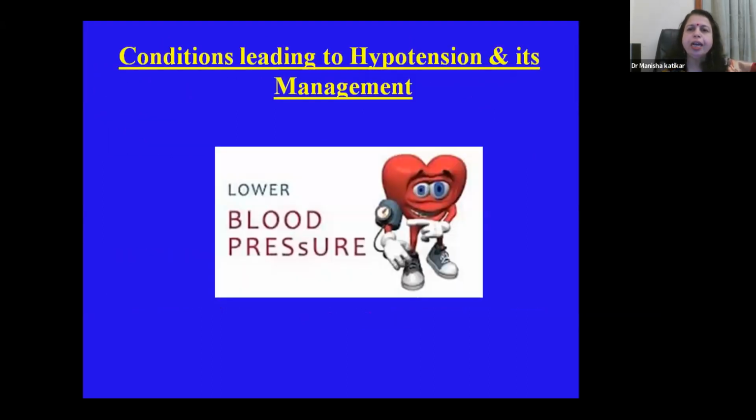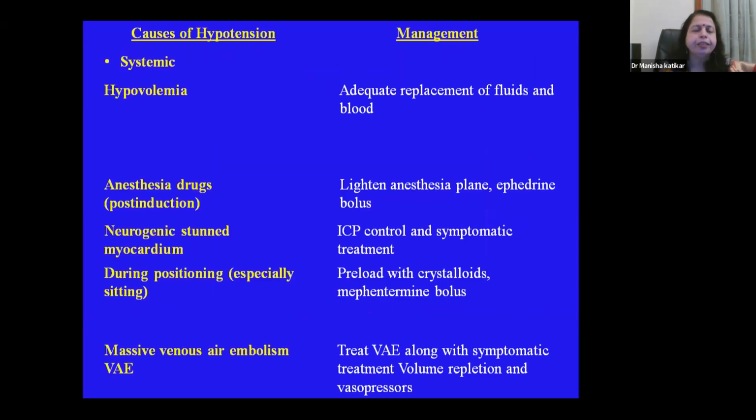What are the conditions that cause hypotension in a neurosurgical patient with anesthetics? There are multiple systemic reasons like hypovolemia, drugs which are vasodilators or myocardial depressants. There is a condition called neurogenic stunned myocardium. This is seen in patients who have raised ICP, and you need to control ICP aggressively. During positioning, which is the most common reason for hypotension, especially the sitting position, you need to preload the patient with crystalloids. Our aim is to maintain normotension, and you need to manage this hypotension very properly when the patient is given any position.